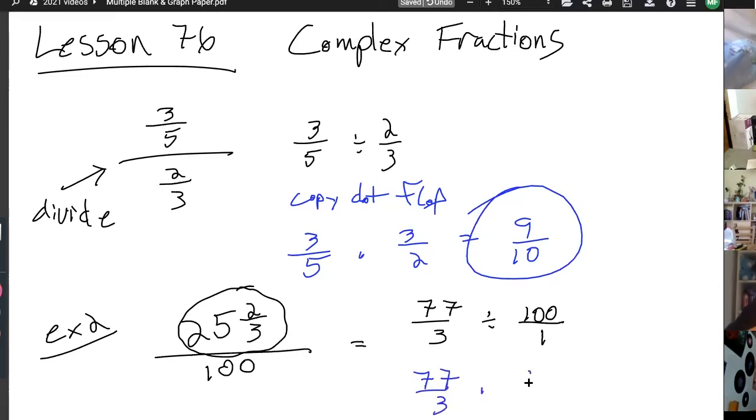77/3 dot 1/100. Okay, nothing cancels, so you're just left with this fraction. It's not very pretty, but it's the answer. Okay, so far so good.